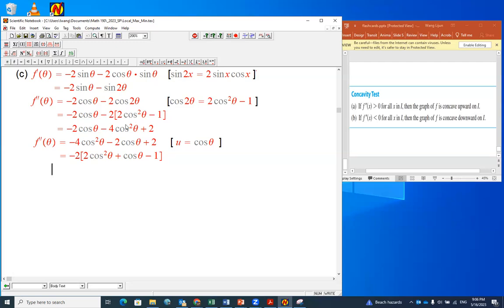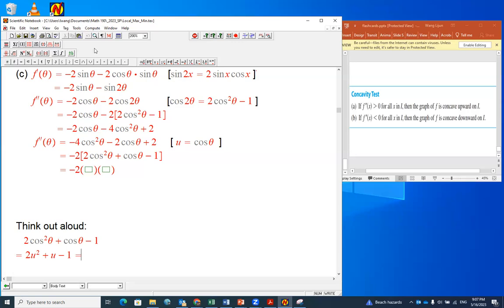Factoring, you can do this explicitly or implicitly, and use your scratch paper. On your scratch paper, I'm going to factor this function, which I see as two times u squared plus u minus one. Actually, this can be factored. I'm quickly doing this just for the sake of it, and you can do it any way you want, quadratic formula or any way you want to factor this.